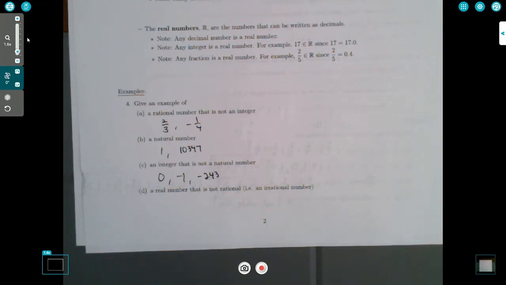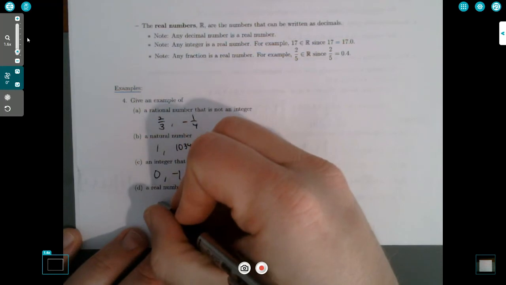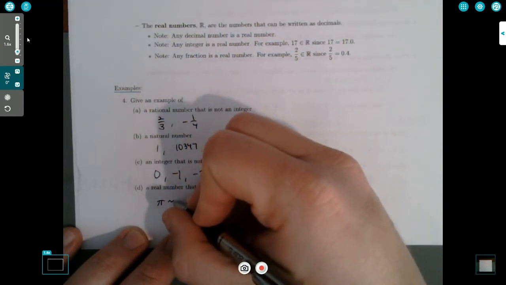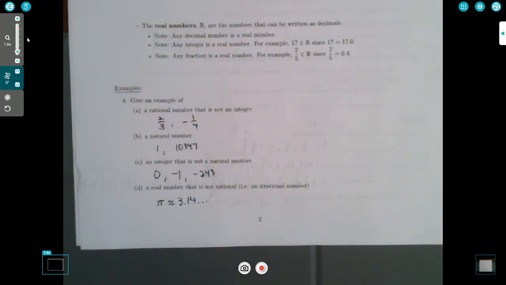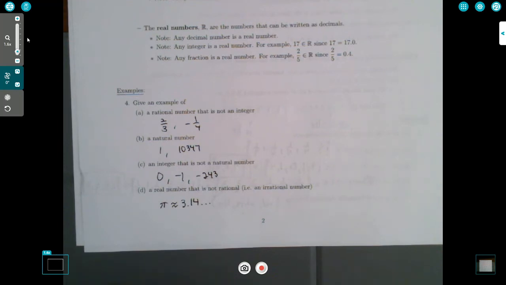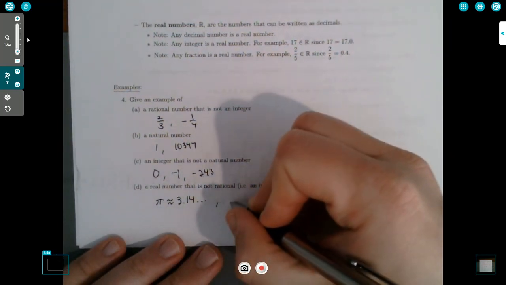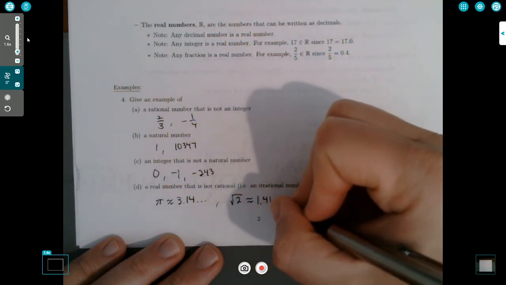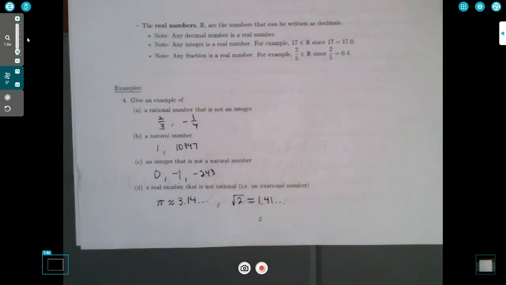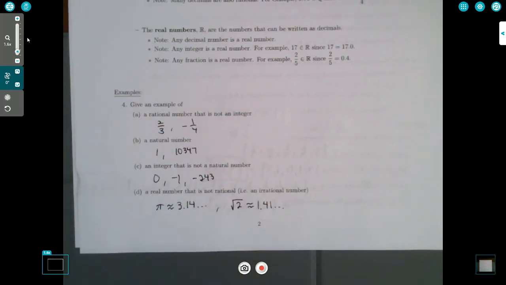Then finally, part D asks for a real number that is not rational. In other words, it's asking for an irrational number. So I mentioned a second ago the number pi. Pi is approximately 3.14, but it's a decimal that goes on and on forever, and the decimals don't have a repeating pattern. That makes it an irrational number. The square root of 2, which is about 1.41 and goes on and on forever, is another example of an irrational number. And there are lots of other irrational numbers as well.